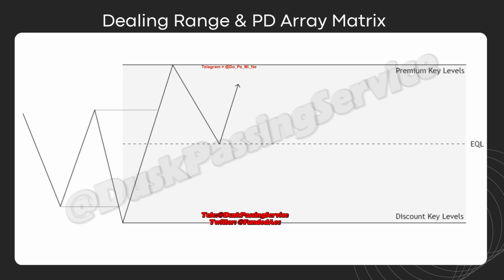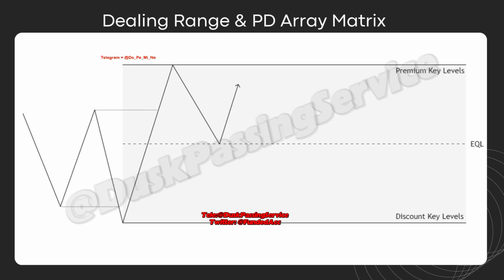Based on that, if you're in a bullish market, our main focus and our main concern is going to be the key levels that lie in the discount region, because the market makers or the algo, or whoever is moving the markets, prefers to retrace price to the discount or the equilibrium of this whole dealing range to buy at a cheaper price before moving higher or continuing higher. That's how price usually moves.